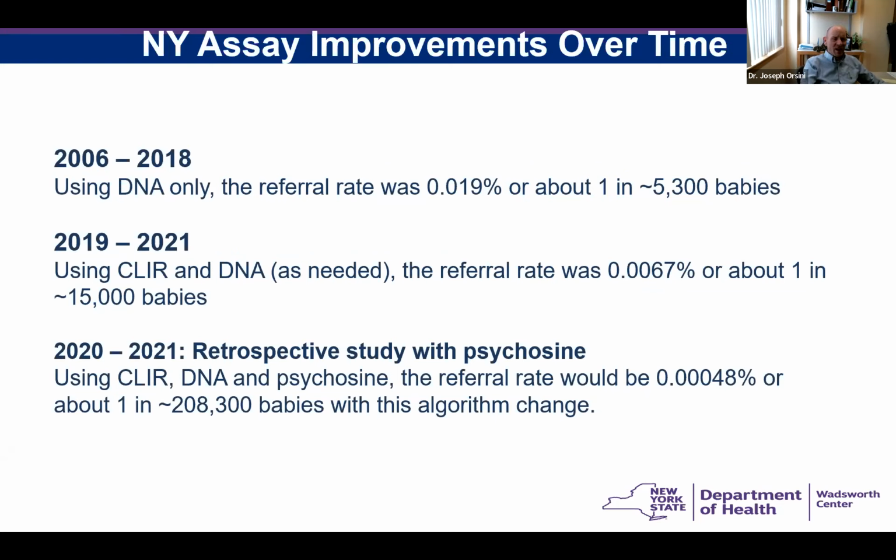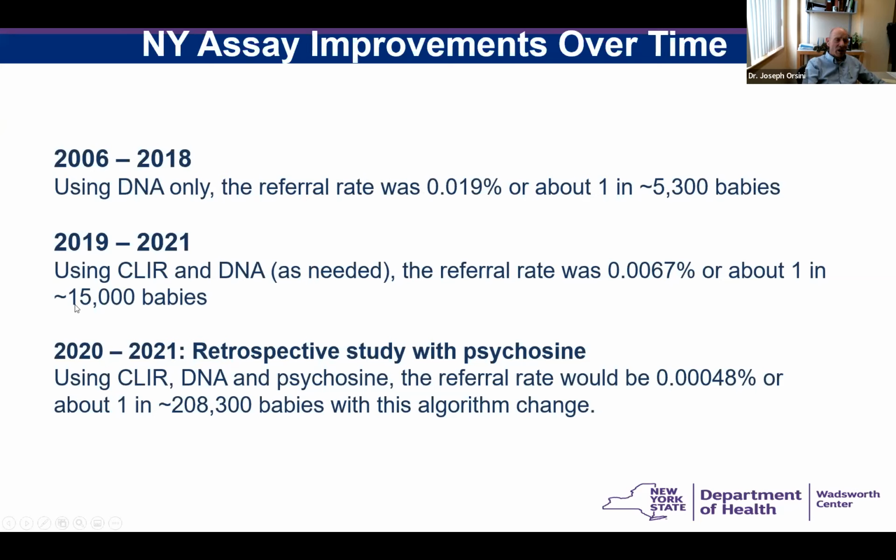So what else has happened? Since 2006 to 2018, where we used only DNA, New York's referral rate was about 0.019%. Doesn't sound like a lot, but every baby that's a false positive, that's not good when you're looking at a 1 in 100 to 200,000 kind of incidence. This referral rate was quite high. It's about 1 in 5,000 babies. And in New York, that was about 1 baby a week.